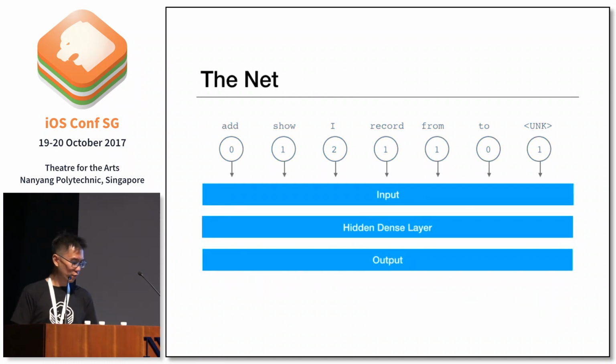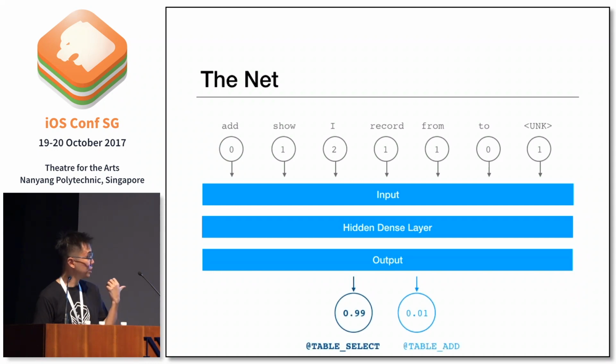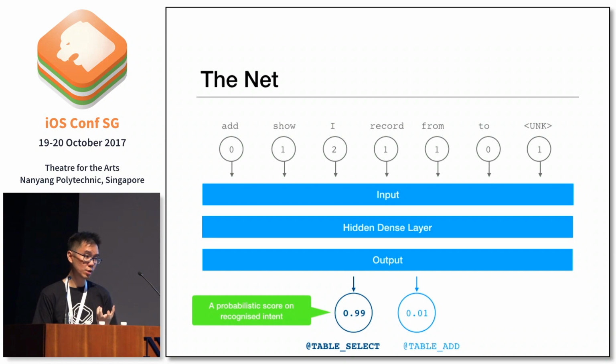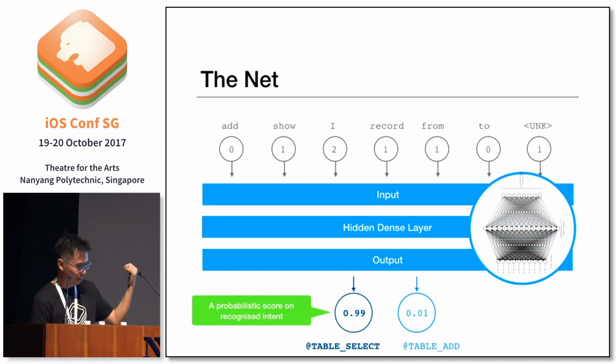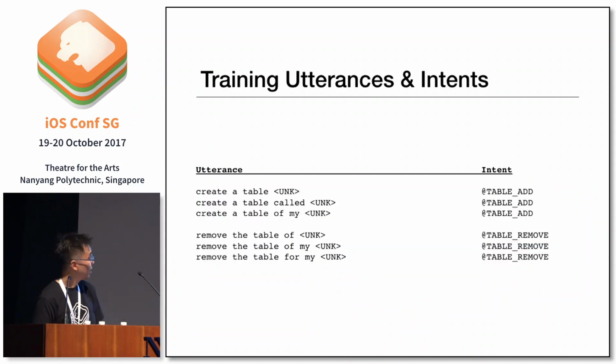Now, given this bag of words, we're going to pass it into a fully interconnected neural network, and we're going to expect it to give an output similar to this. So, input from the top, the output is the intent, and the scores are the probabilistic scores of all your possible intents. Obviously, the one with the highest probability is the recognized intent. Now, a typical single hidden layer neural network looks like this, but we just represented it with 3 layered boxes for simplicity. This is an example of some of the training utterances that we have.